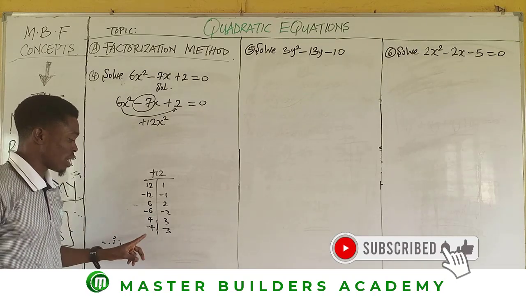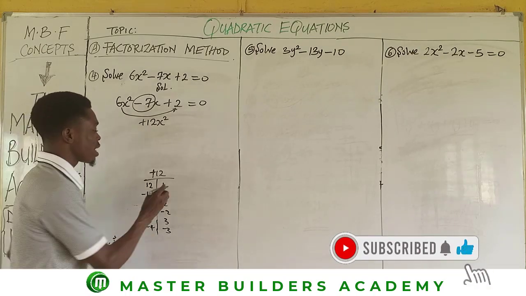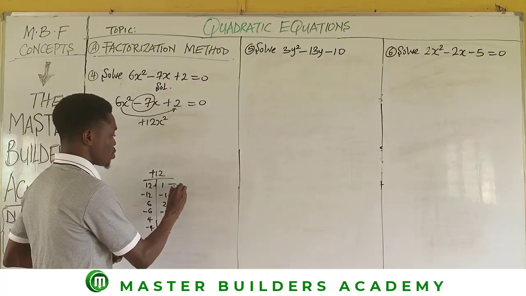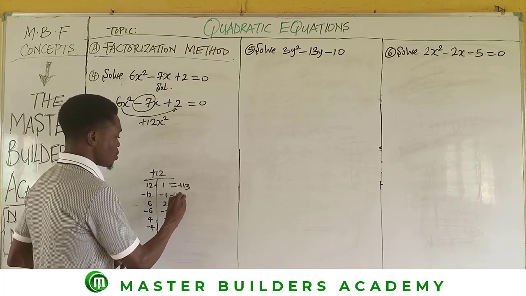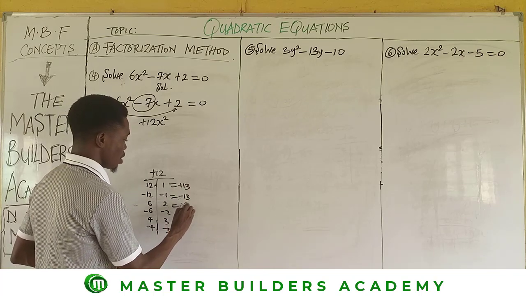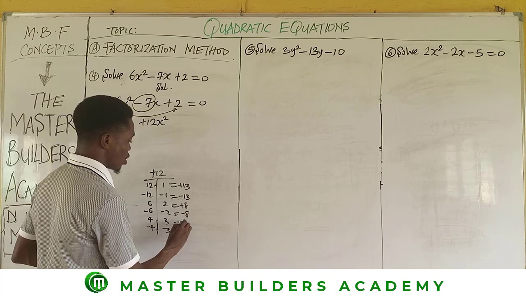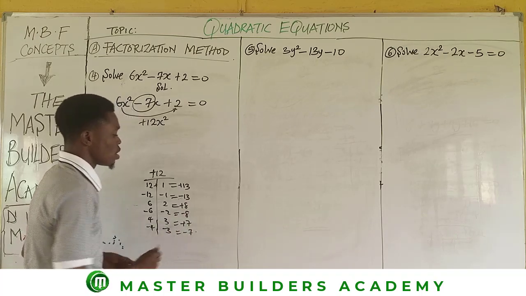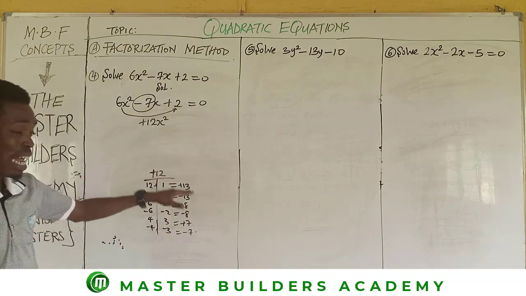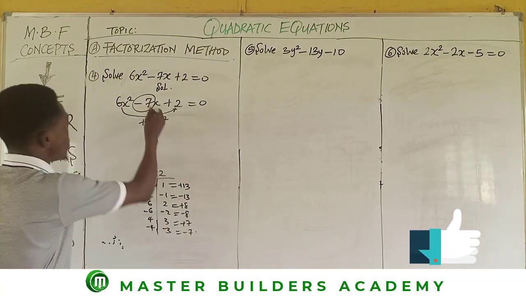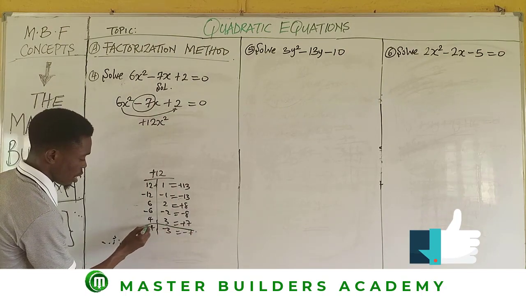Without wasting much of our time, some of us that are very smart already know that the last one will be right, but let's quickly add up. Understand that we are adding them up. When I add this up, this will give us +13. When we add this up, this will give us -13. When we add this up, this will give us +8. When we add this up, this will give us -3. When we add this up, this will give us +7. And when we add this up, this will give us -7. So among all these factors that we have here, the one whose sum gave us the middle term is the last two terms.